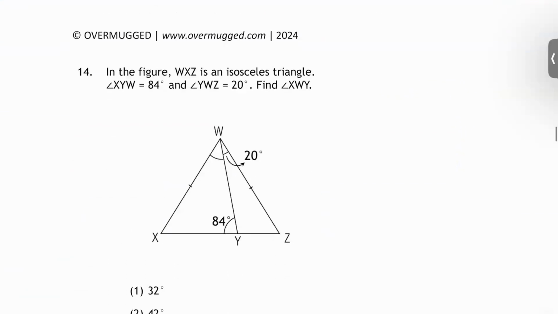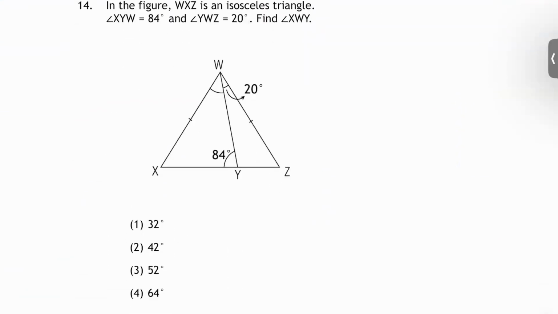Question number 14. In the figure, WXZ is an isosceles triangle. So what's an isosceles triangle? It has two sides that are the same as indicated over here. Now, in an isosceles triangle, the property about it is that the base angles are the same. All right? And you need to identify what is the base angle. So let me leave the property over here. When I have an isosceles triangle, base angles are equal.